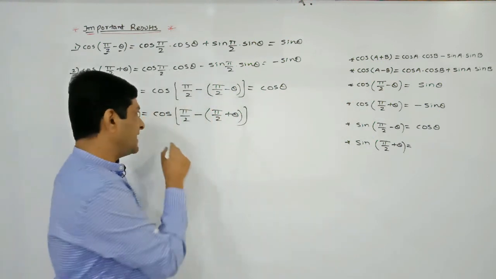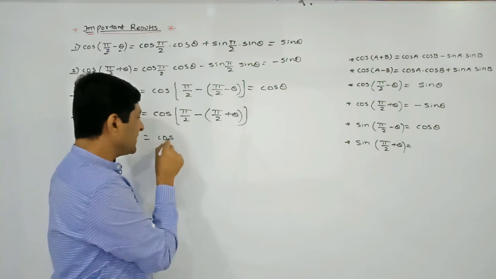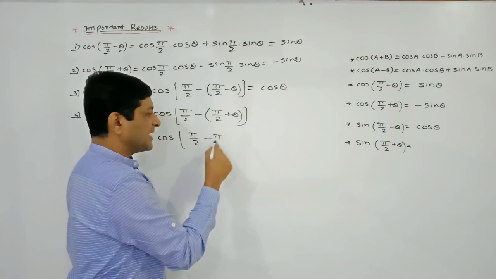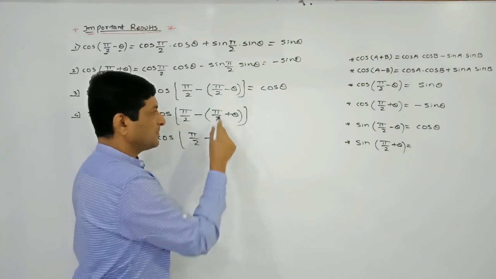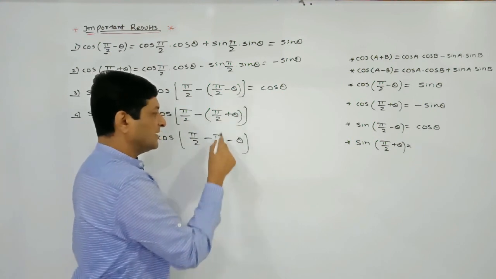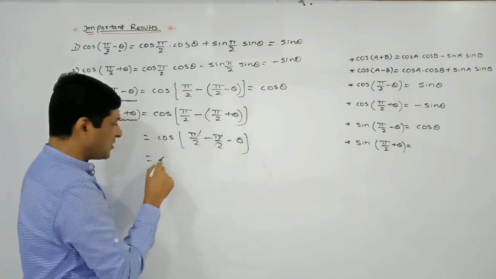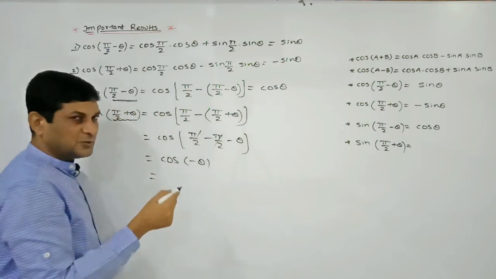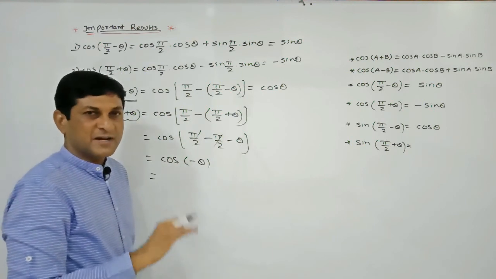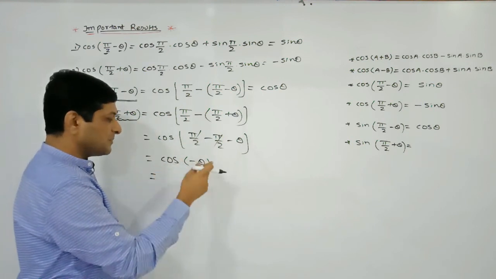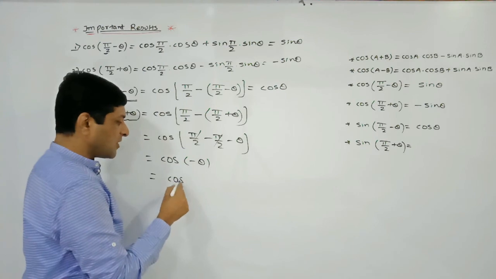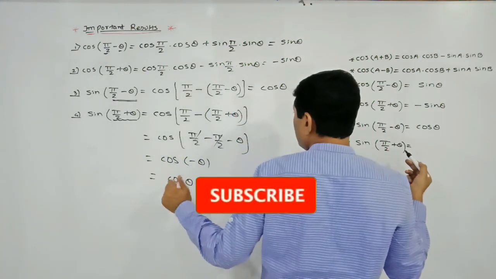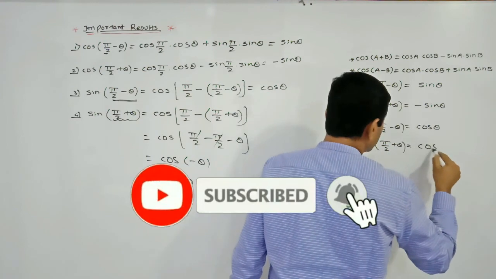Let us simplify it. So which is equal to cos, keep it as it is, open the bracket: minus into pi by 2 is minus pi by 2, minus into plus theta will be minus theta. These two terms get cancelled, and what result are we getting? Cos minus theta. And according to the formulas of trigonometric ratios of negative angle, cos minus theta will be equal to cos theta. What result have we got here? Sin pi by 2 plus theta will be equal to cos theta.